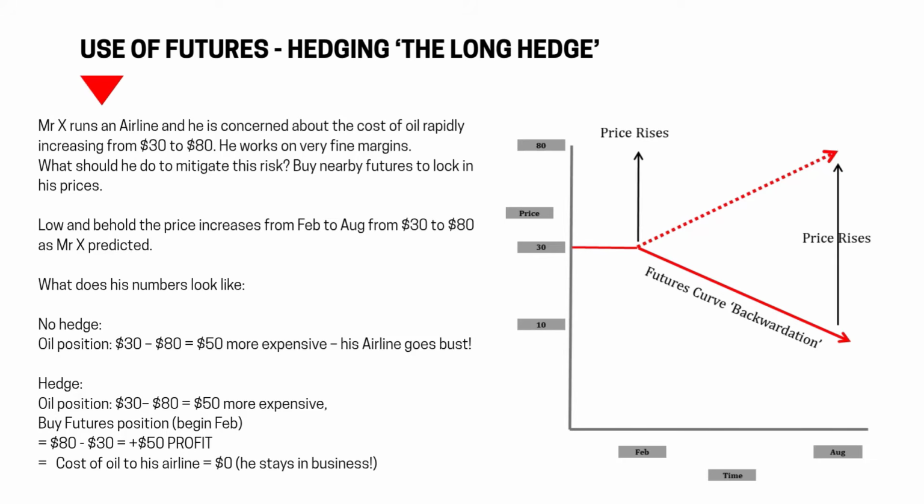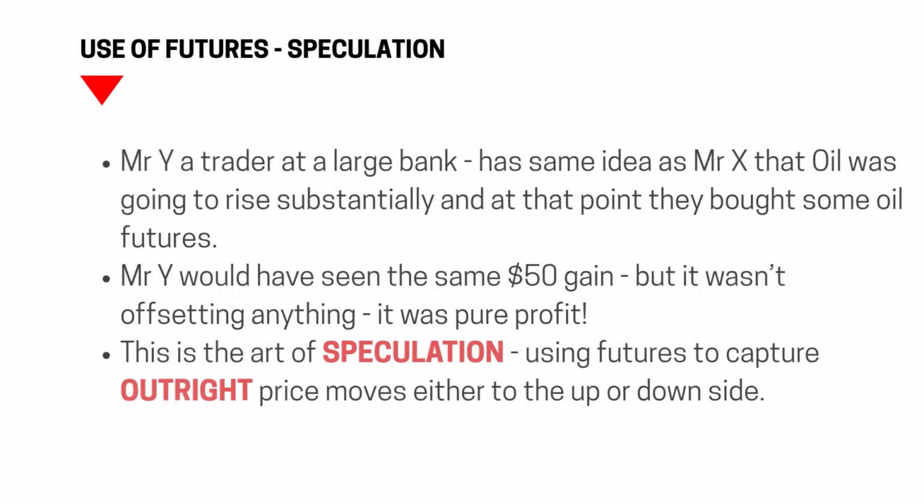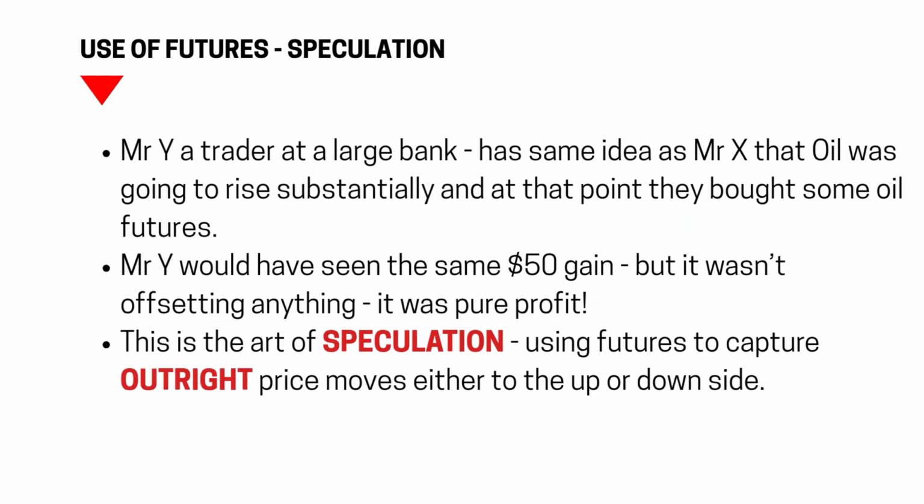So that negates that real fast rise in the price, and therefore net zero. And he's a happy customer because he's still in business. Now, those were two very obvious examples of risk management, keeping the risks neutral for business purposes. Now, what most of us are interested in is making money around the price movement, and that's called speculation.